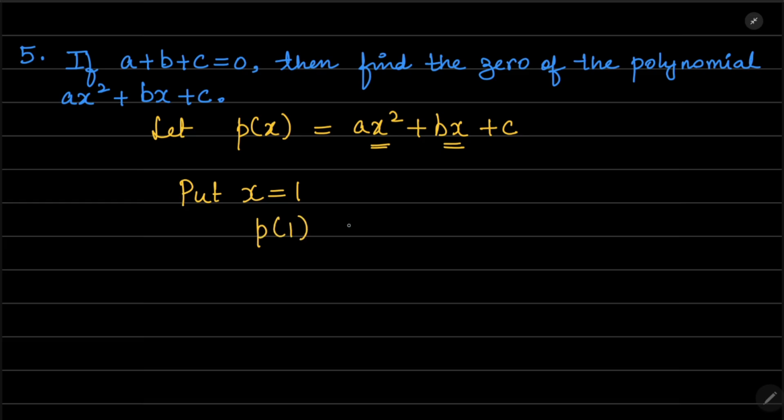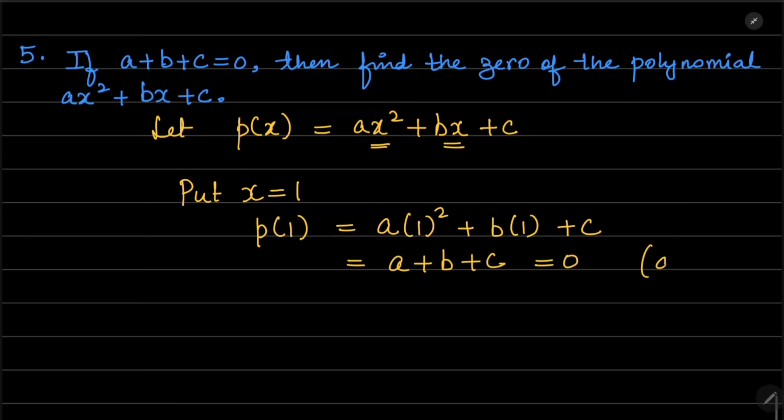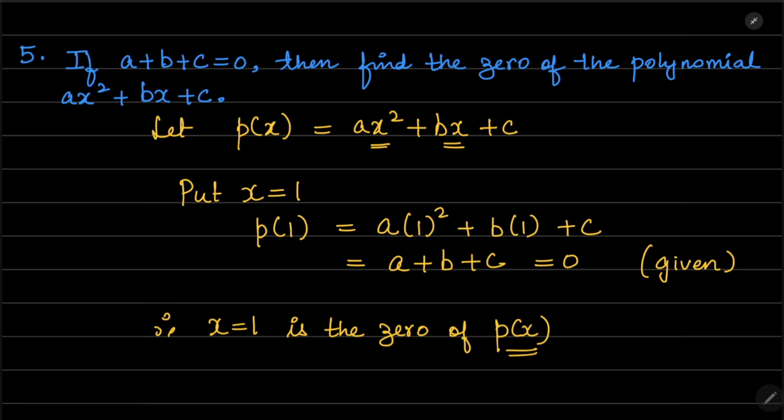P of 1 will be equal to a into 1 square plus b into 1 plus c, which is nothing but a plus b plus c, and this is given as 0. It's already given in the question. Therefore, x is equal to 1 is the zero of the polynomial p of x. That's all. Okay. So it's a very easy question, just that I am elaborately doing it. But if such questions come, you should be able to do it within a minute or two.